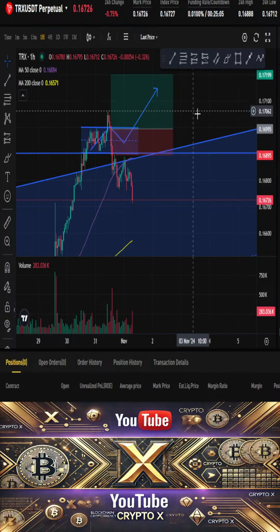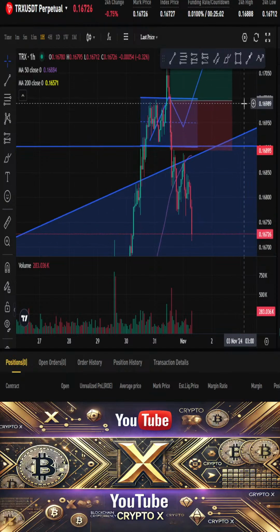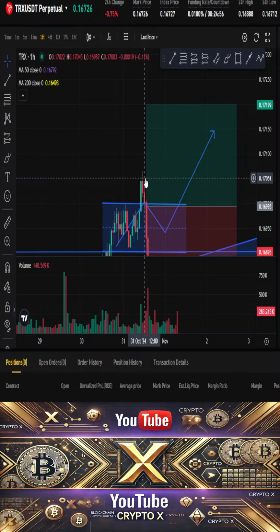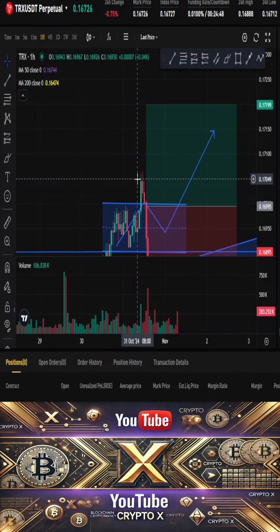From my side, what I do is, just give me a second. So this candle which did a breakout over here, the green one. After this breakout, we have to go for the next candle, right? Yeah, we have to wait for the next candle.